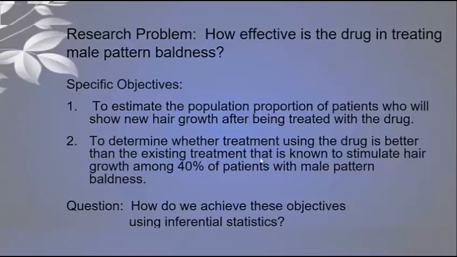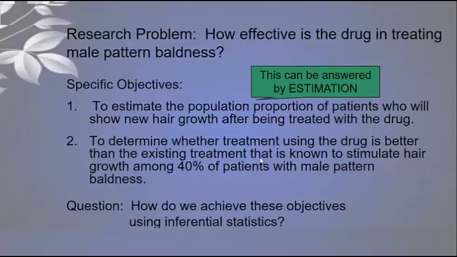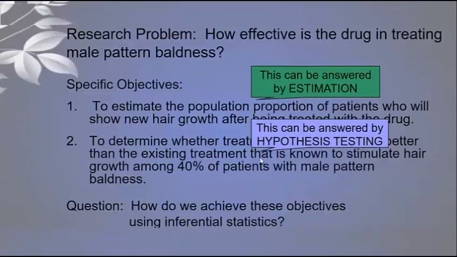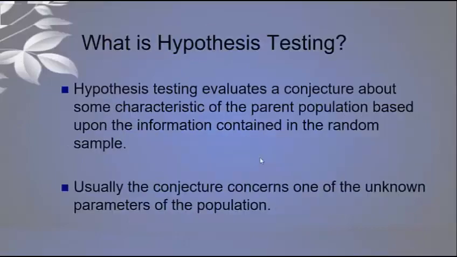The question: how do we achieve these objectives using inferential statistics? The first objective can be answered by estimation, while the second objective can be answered by hypothesis testing. What is hypothesis testing? Hypothesis testing evaluates a conjecture about some characteristics of the parent population based upon the information contained in the random sample.